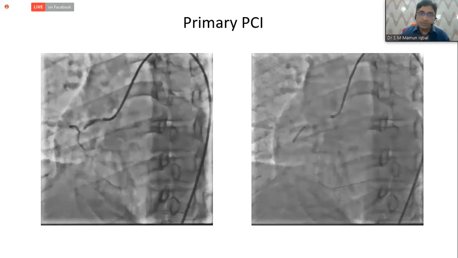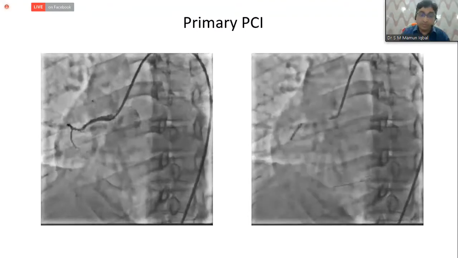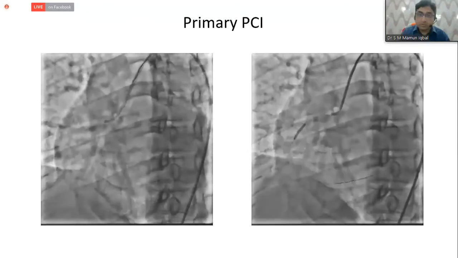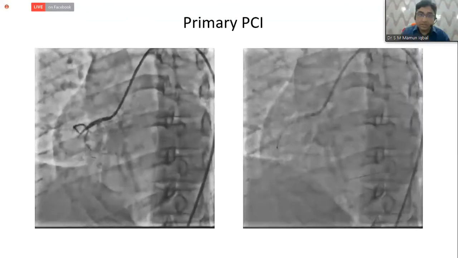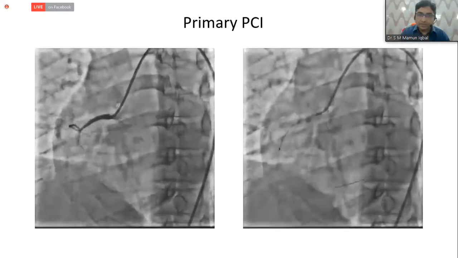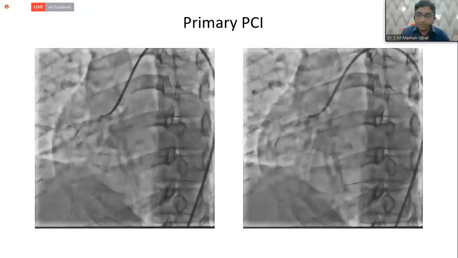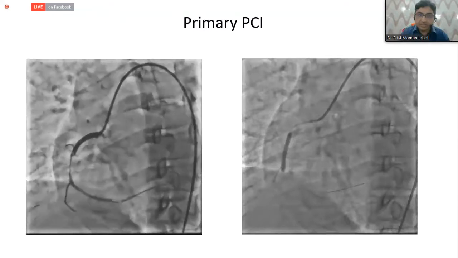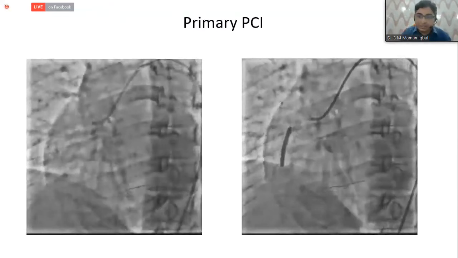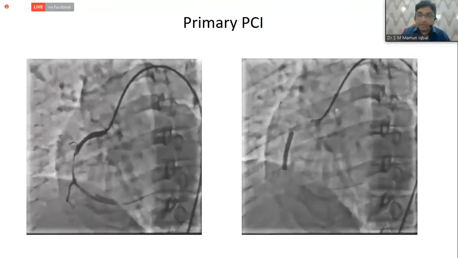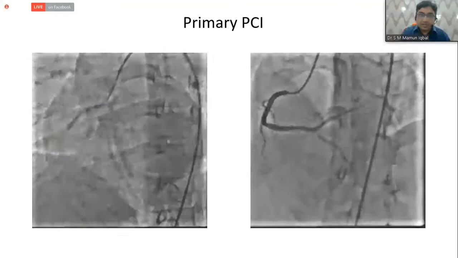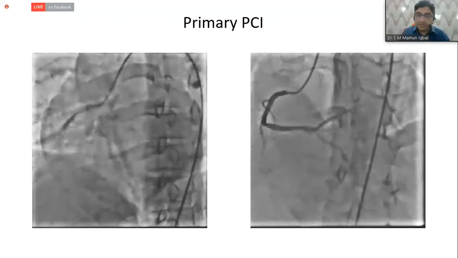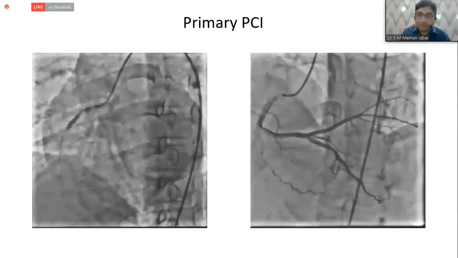We could not negotiate a BMW wire, so we went with a Whisper wire and a JR guide catheter. We pre-dilated the lesion with a 2.0 into 10 millimeter NC balloon. The pre-dilatation didn't give a good result, so we went for manual thrombus aspiration. After the thrombus aspiration, we could see the distal landing zone, and we deployed a 3.5 into 28 millimeter bare metal stent. Then we did post-dilatation with a 4 into 10 millimeter NC balloon, and this is the final result, which shows TIMI 3 flow and a big dominant RCA.